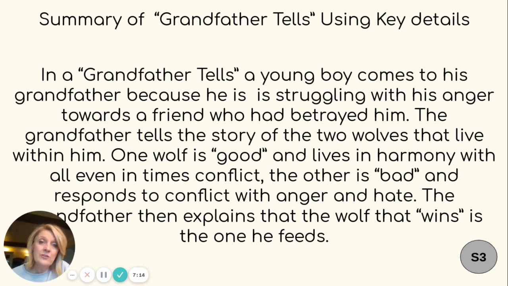So in A Grandfather Tales, a young boy comes to his grandfather because he's struggling with his anger towards a friend who had betrayed him. That was the first key detail that we noted. The grandfather tells the story of these two wolves that live within him. One wolf is good, and he lives in harmony with all, even in times of conflict. And the other is bad, and he responds to conflict with anger and hate. So the grandfather then explains that the wolf that wins is the one he feeds. So he leaves it up to the boy.